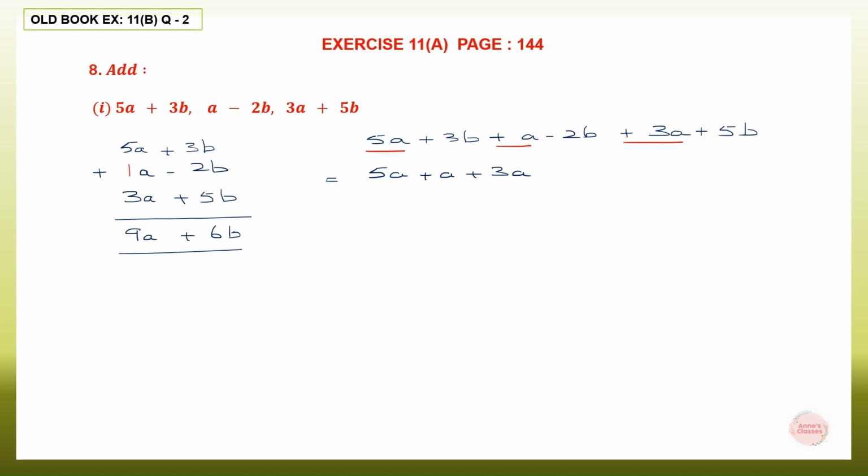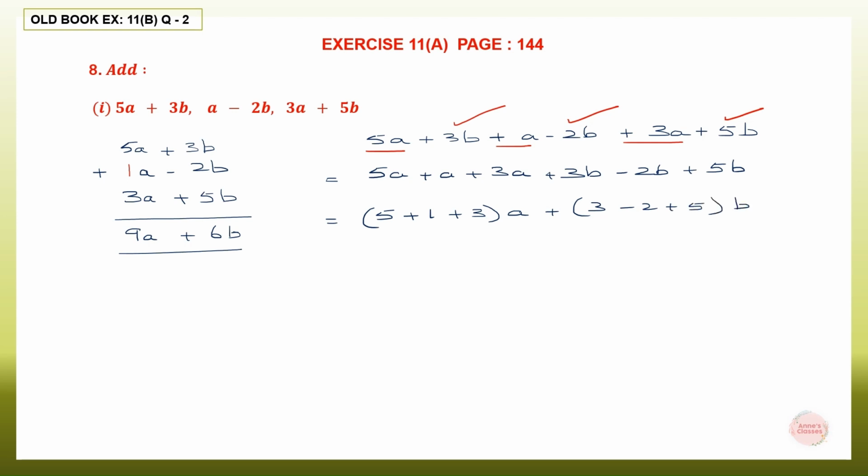Now let's take all the b's together. We have 3b minus 2b plus 5b. So let's write that plus 3b minus 2b plus 5b. And we work out just like we did for the other one. So here, how do we work it out? Take only the numbers 5 plus a is by itself. It's understood it's 1. 5 plus 1 plus 3a plus here it will be 3 minus 2 plus 5b. So here let's work this out. 5 plus 1 is 6. 6 plus 3 is 9. So that becomes 9a. And let's go to the next one.